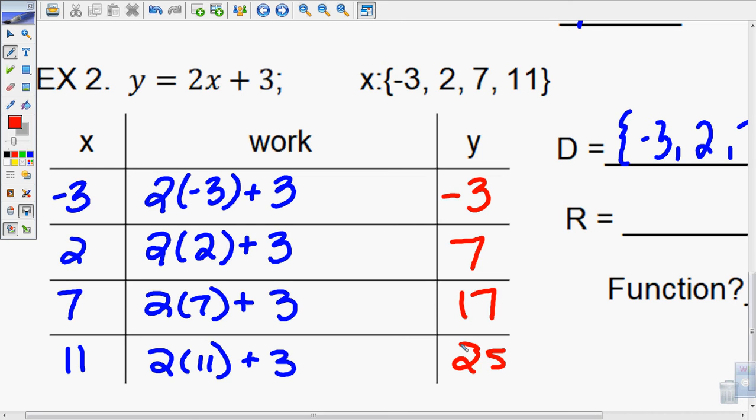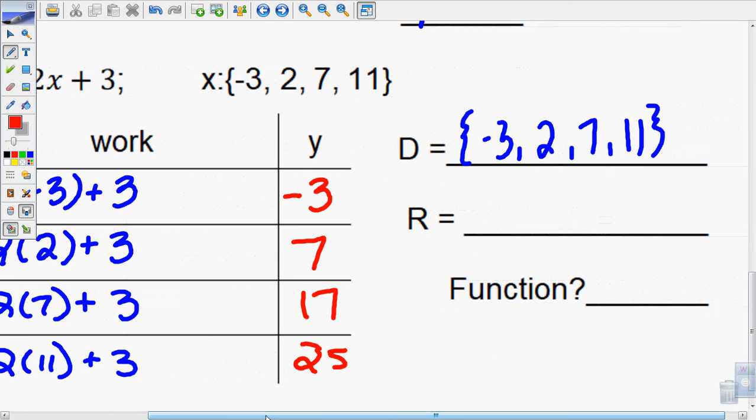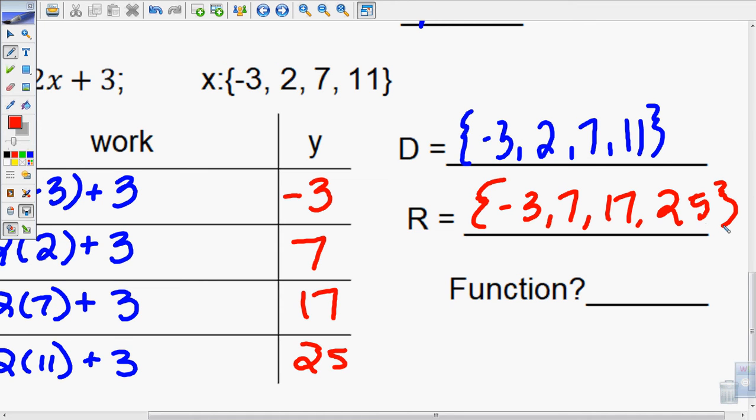Are we comfortable with inputs and outputs? Okay. Yes. -3, 7, 17, and 25. Okay, so is this relationship a function? It is. Perfect. Yes. How do we feel? Everyone still with me? Good.